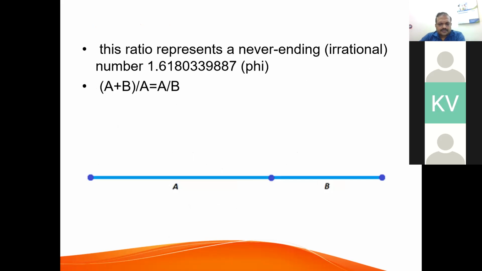So here, if we draw a straight line and divide it into A and B segments, A segment is the bigger segment and B is the smaller segment. So the ratio of the sum of A plus B to the greater segment A is equivalent to the ratio of the greater segment to the lesser segment. So the sum of A plus B to A is equivalent to A to B.